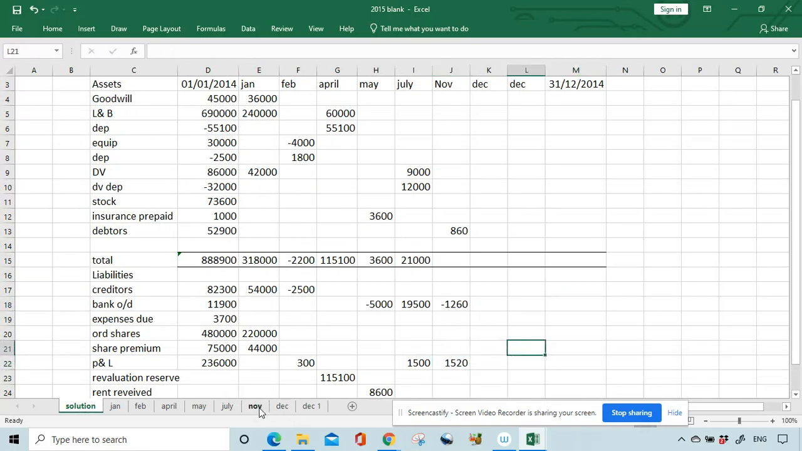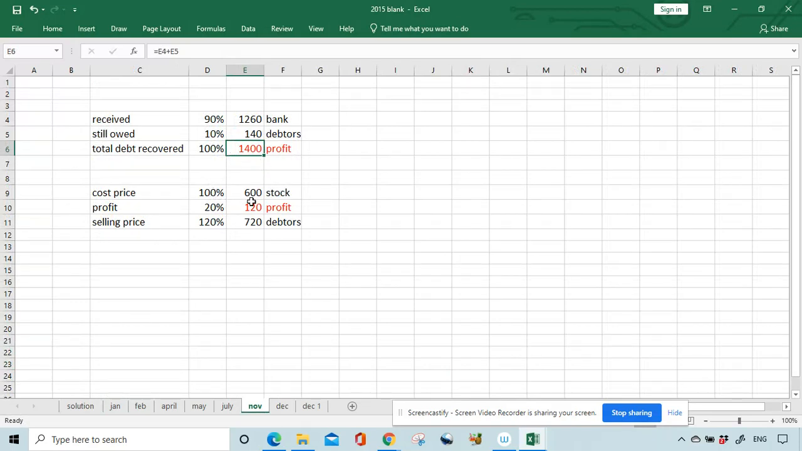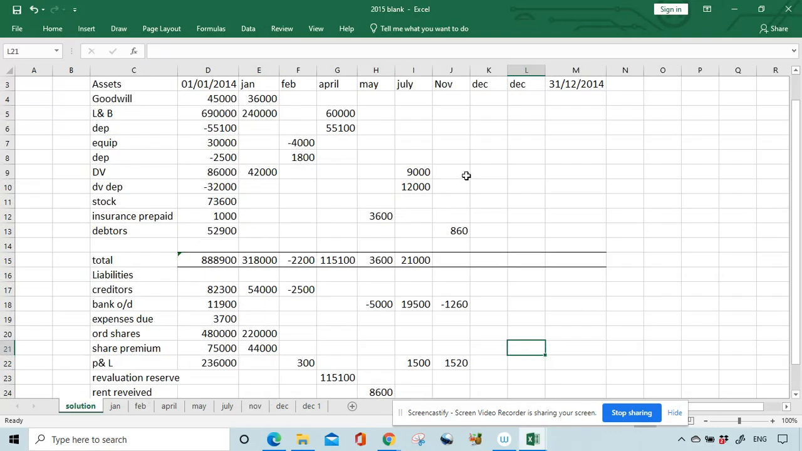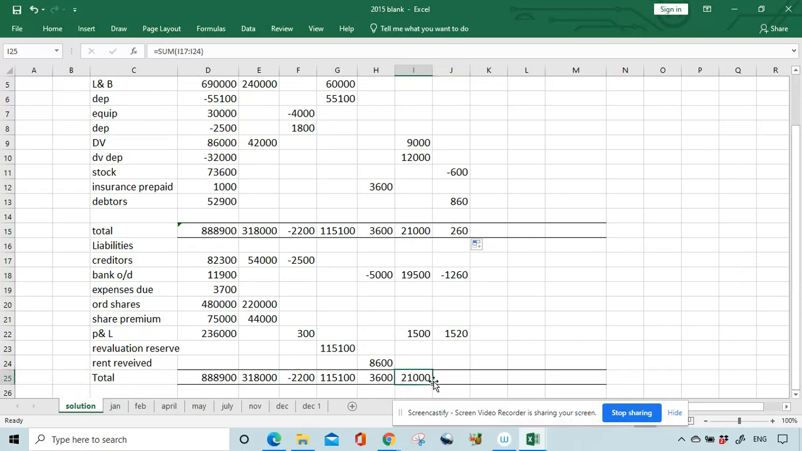And the last thing is my stock. So my stock is going to go down by 600. Stock down by 600. So minus 600. So when I total these, I get 260, 260.